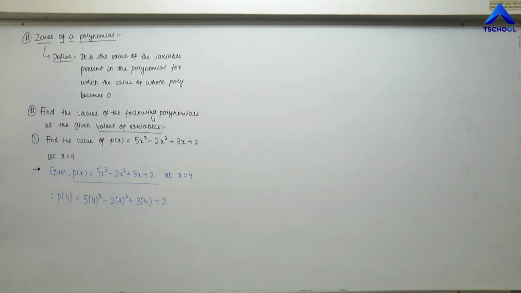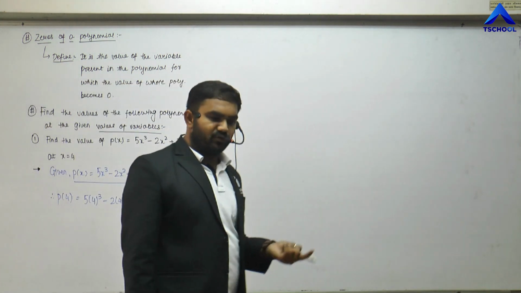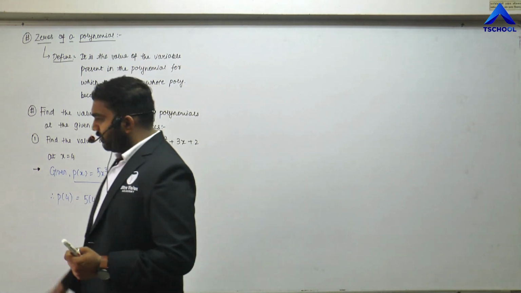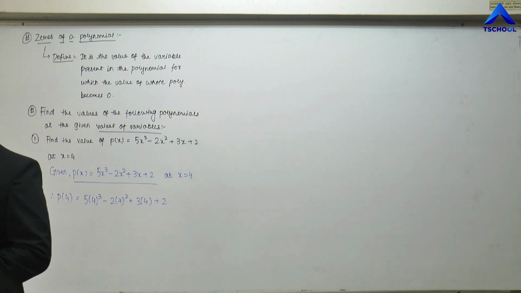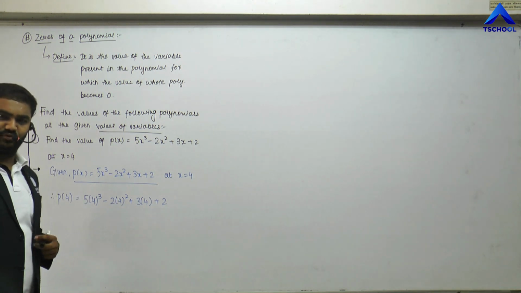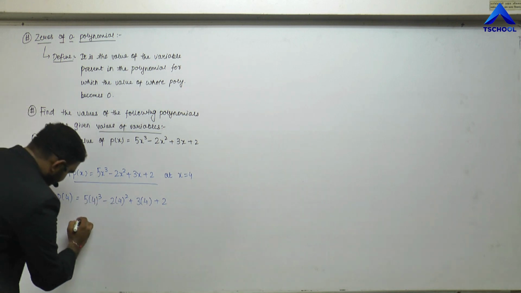P of x, as we discussed, simply means polynomial in variable x, and p of 4 that I have written here simply means the value of the given polynomial at x equals 4. P of x was a polynomial, and p of 4 that we will get here will be a constant value, a numeric value. Is it clear, friends? So let us simplify this.